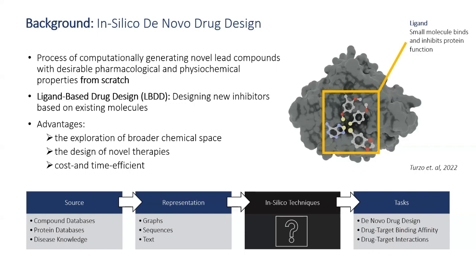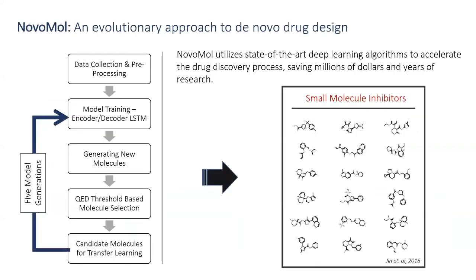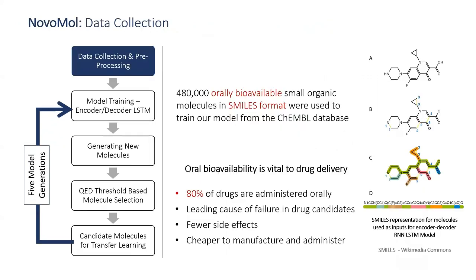In order to address these issues, I propose NovoMol, which utilizes state-of-the-art deep learning algorithms to design novel small molecule inhibitors with favorable molecular properties, saving millions of dollars and years of research in the process. NovoMol uses a multi-step process that begins with collecting 480,000 orally bioavailable molecules in SMILES string notation. I specifically chose oral bioavailability since 80% of drugs are administered orally, and drugs that lack oral bioavailability tend to fail in the drug discovery process.